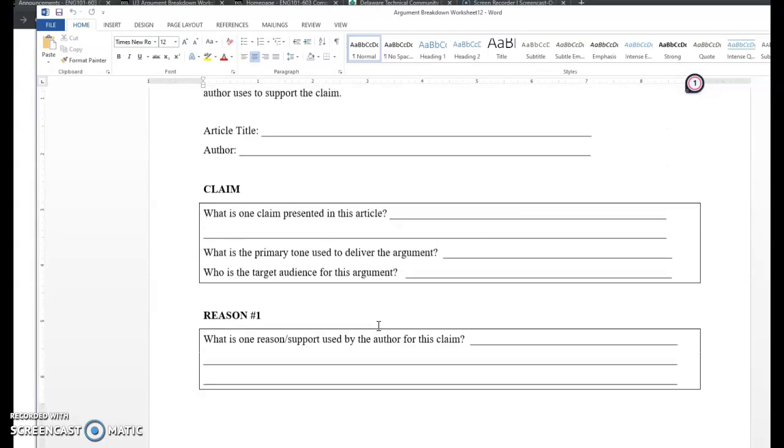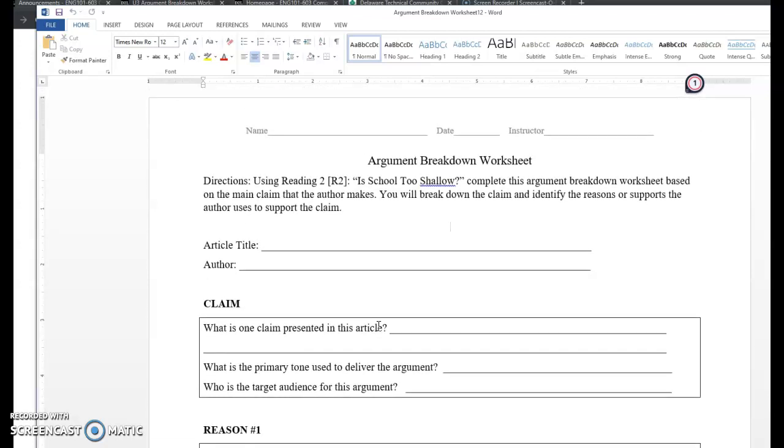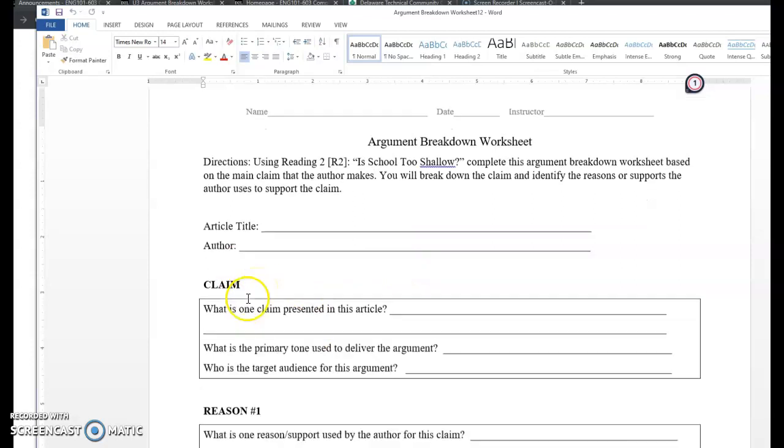So this is your chance to look into an actual structure of an argument. I'm also going to ask you, it said to choose one claim presented in the article, and I would prefer if you pick the main claim that the author makes. So we're looking for the main claim that the author makes in Is School Too Shallow? Here for article title, you're going to write Is School Too Shallow? And then you're going to write the author of that article.